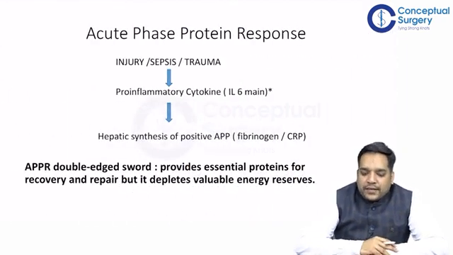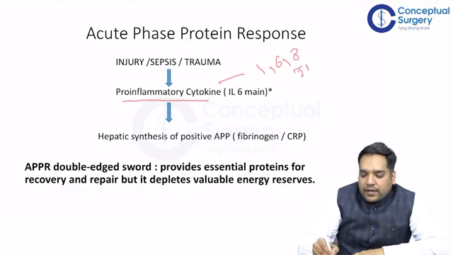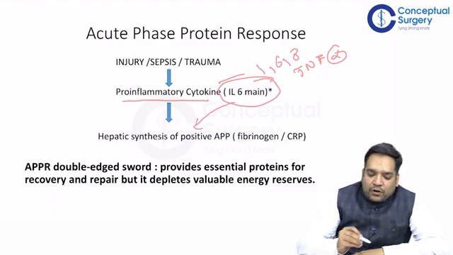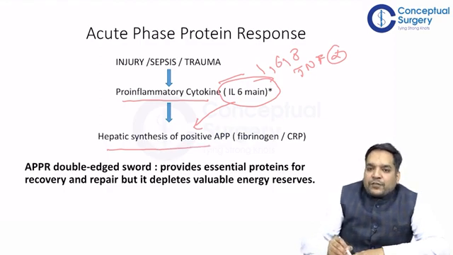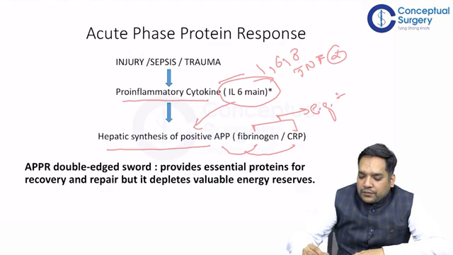So it is seen that in case of injury, sepsis or trauma, pro-inflammatory cytokines get released, that is IL-1, 6, 8 and TNF alpha, and out of which IL-6 is the main factor which leads to hepatic synthesis of positive acute phase protein. Examples of acute phase protein are fibrinogen and CRP. These both are examples of positive acute phase protein, right?